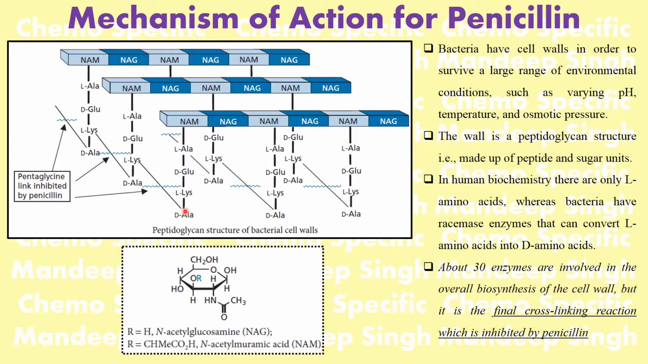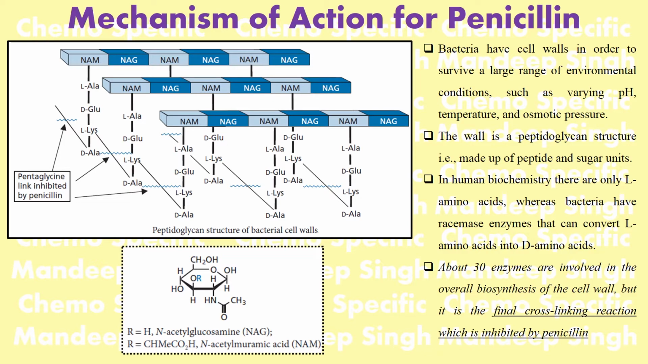So what are the important takeaways from this? The bacterial cell wall is made up of a peptidoglycan layer, and there are more than 30 enzymes involved in the biosynthesis of this bacterial cell wall. It is the last step which is inhibited by penicillin, which is nothing but cross-linking, and cross-linking is something that provides strength. Now in the next picture we are going to look at how this happens very briefly, and then we are going to look at the exact reaction that happens in the enzyme pocket.